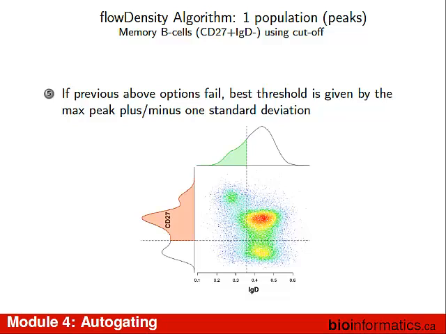This goes back to the whole garbage in, garbage out. The more stuff that you can give, it's going to help. But people don't run FMO controls. I never do, because I'm using so many different patients' samples. It takes a lot of time and money.